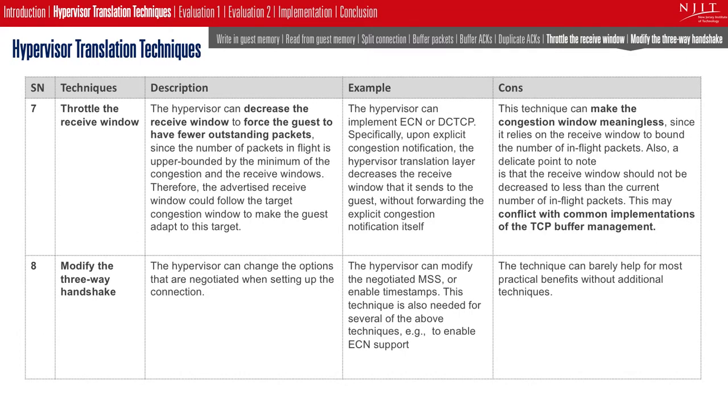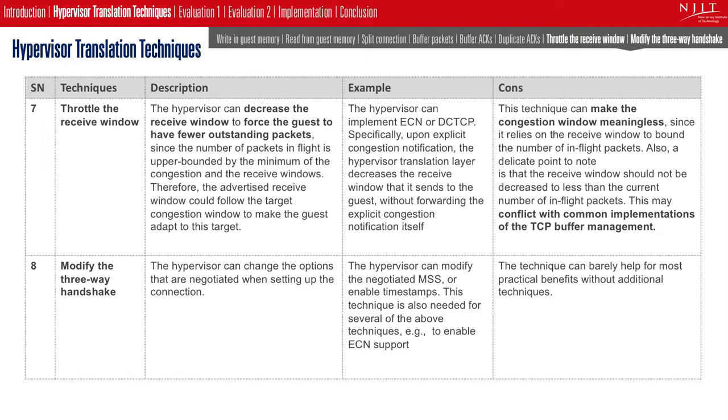The seventh, throttling the receive window. The hypervisor can decrease the receive window to force the guest to have fewer outstanding packets. Since the number of packets in flight is upper bounded by the minimum of the congestion window and the receive window, the advertised receive window could follow the target congestion window to make the guest adapt to this target.